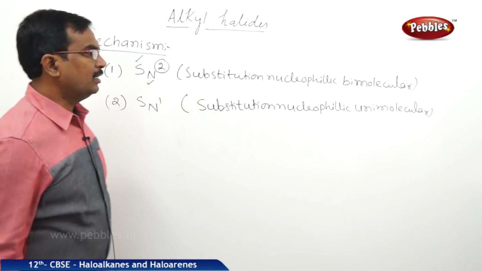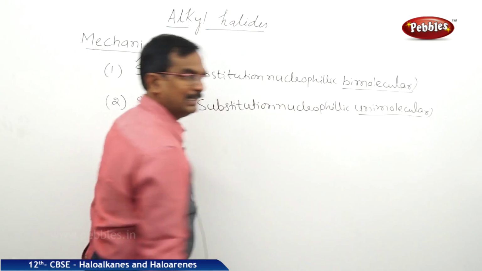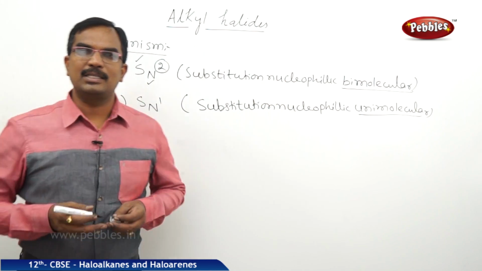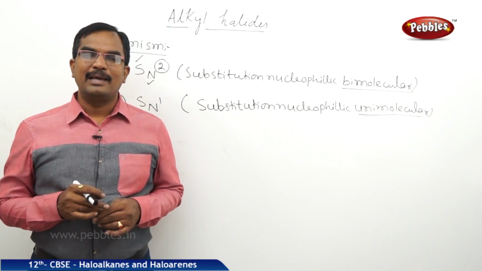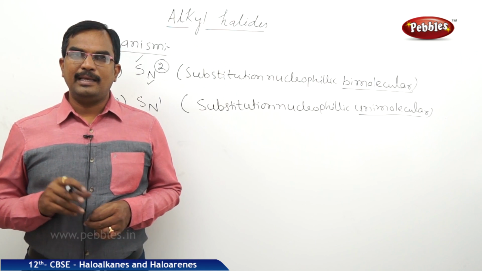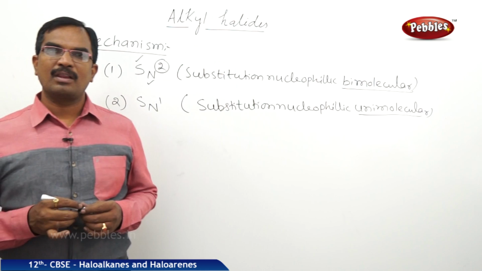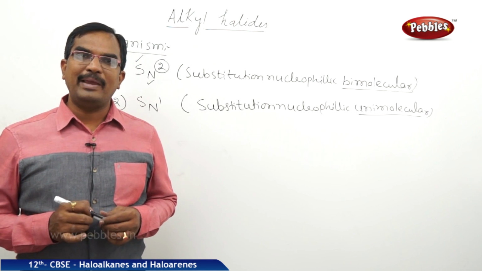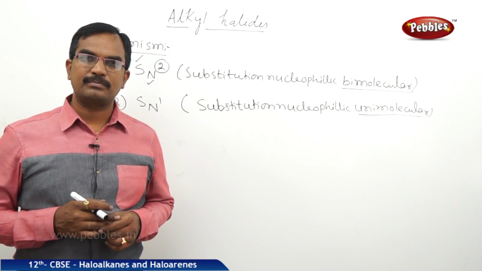So what do we mean by molecularity? Nothing but bimolecular or unimolecular. We already discussed this in class 12 in the chapter on chemical kinetics. According to chemical kinetics, all chemical reactions may not complete with the same speed.